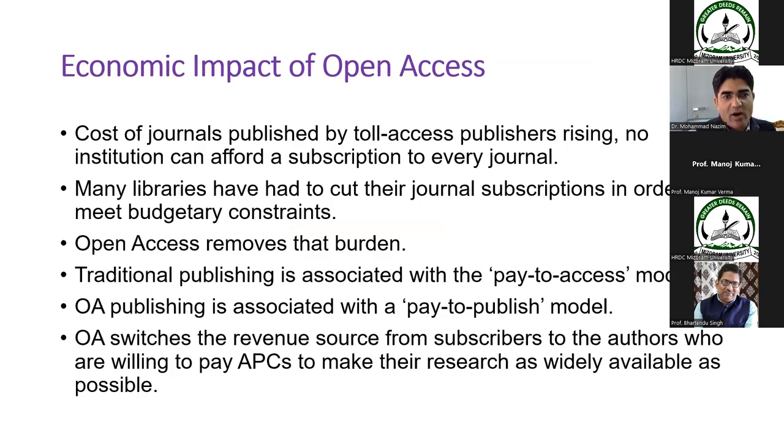Now come to the economic impact of open access. This is a very important thing: the cost of journals published by subscription publishers is rising, and no institution can afford a subscription to every journal. The problem was that every year the price of the journals increases and there is the problem of inflation. And libraries are getting less funds and the only solution is to cut some of the subscriptions, some of the journals. So many libraries have had to cut their journal subscriptions in order to meet budgetary constraints.